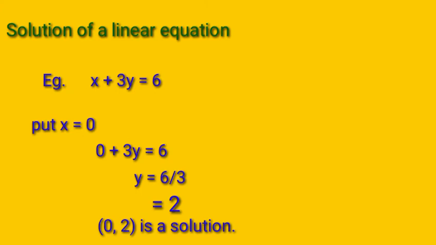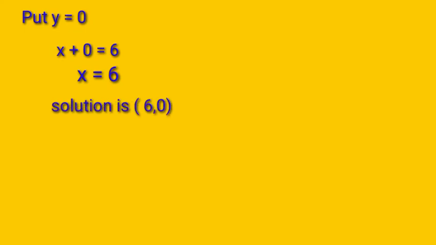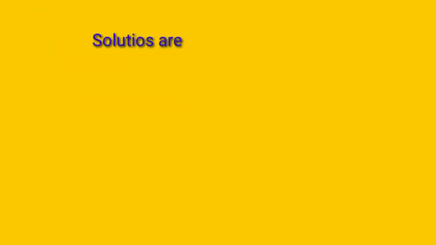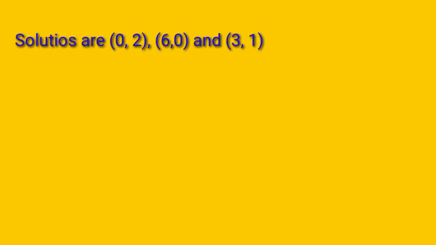Then next, we can put y is equal to 0. When y is equal to 0, the equation becomes x is equal to 6. So for the solution, write down the x value first: (6, 0) is a solution. Then we can put y is equal to 1, and then also we will get another solution. When y is equal to 1, x plus 3 into 1 is equal to 6. That means x plus 3 is equal to 6, so x is equal to 6 minus 3, that is 3. Another solution is (3, 1). So we get the solutions (0, 2), (6, 0) and (3, 1).